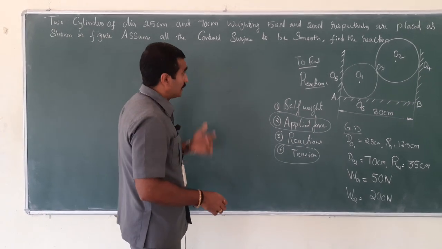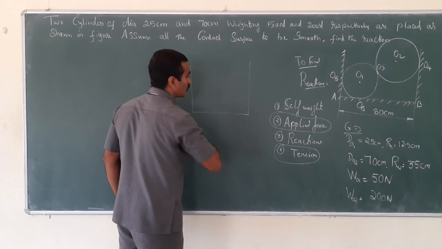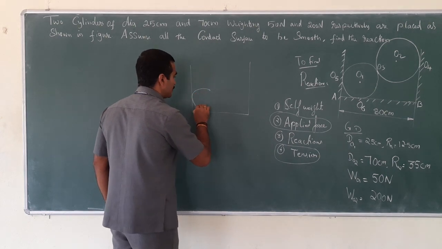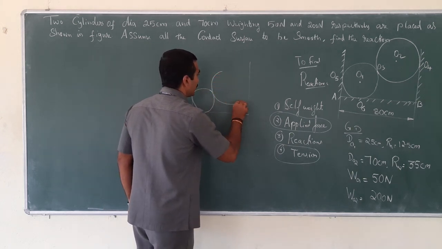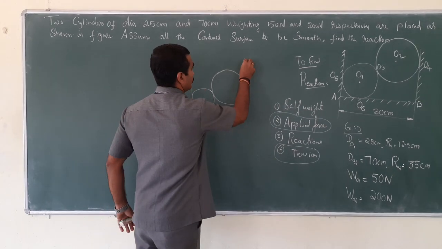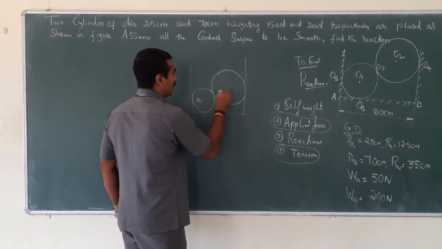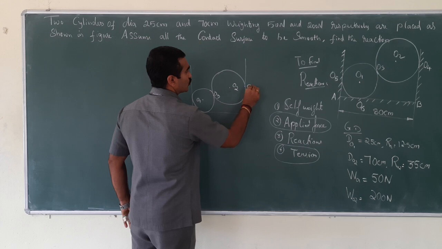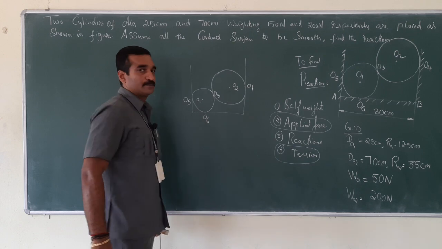Before that, let me draw the diagram. This is a chamber wherein a roller has been placed here, and another roller has been placed here. So the chamber is in this position. This is the center, this is O1, this is O2, and this contact point is O3. This one is O4, here it is O5, and the bottom is O6.